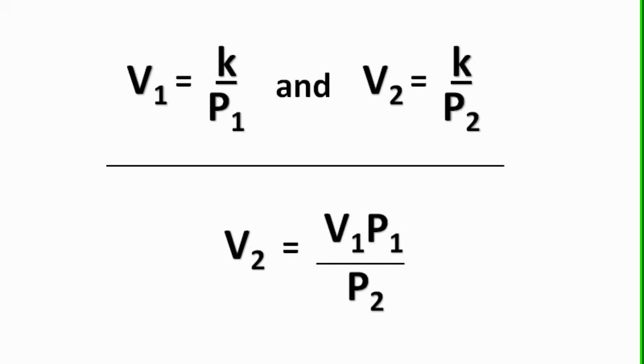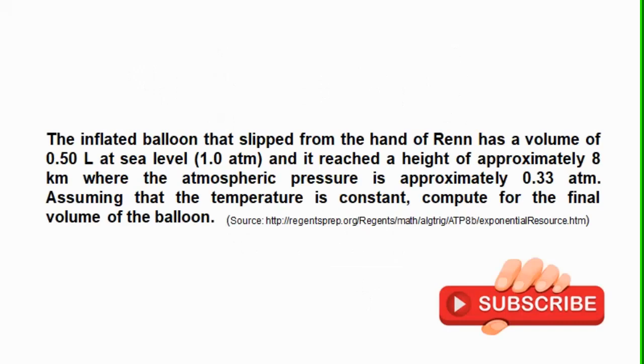Note that the original volume is simply multiplied by the ratio of the two pressures to find the new volume. In dealing with changes in pressure, there will always be two possible pressure ratios, one of which will be greater than 1 and the other less than 1. Let us try to solve this problem.